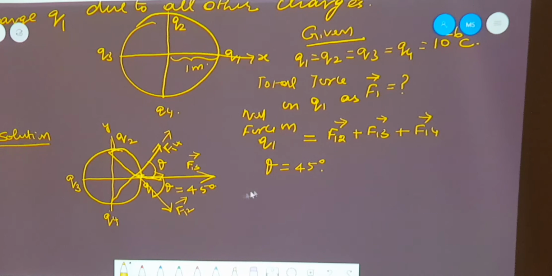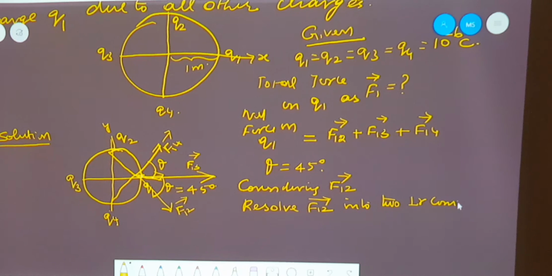First thing. The second thing, if you are considering F12 vector, this is acting along this direction. So how to add? You resolve F12 vector into two perpendicular components, one along the horizontal and another one along the vertical. You see, this F12 vector can be resolved one along this horizontal direction and another one along what direction? Another one along this vertical direction.